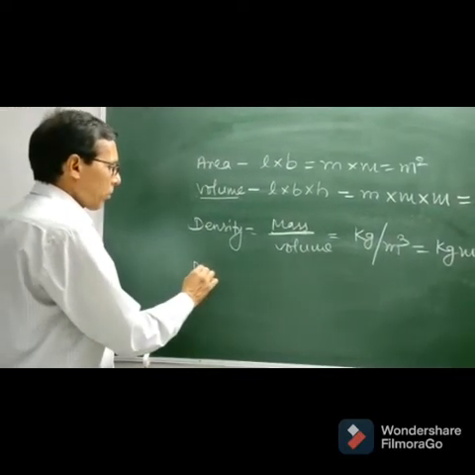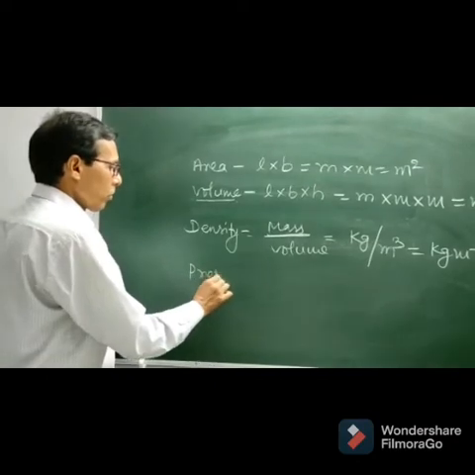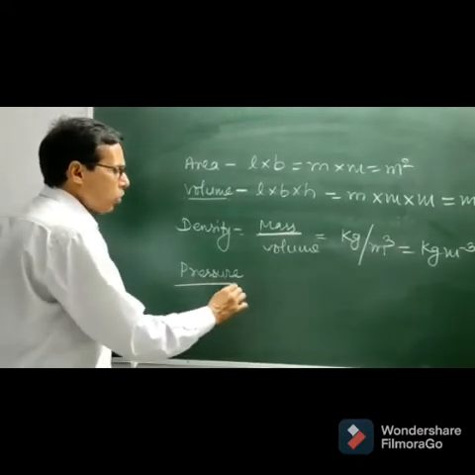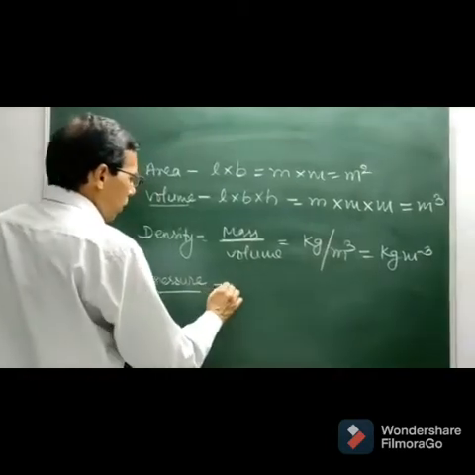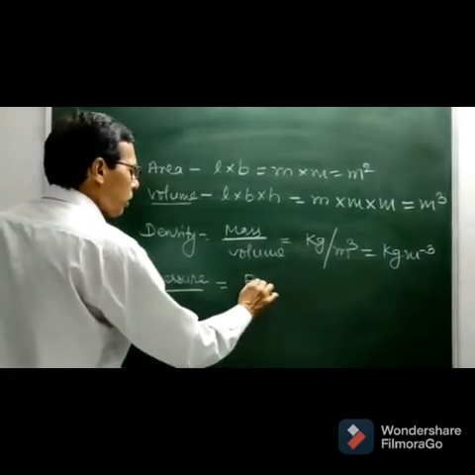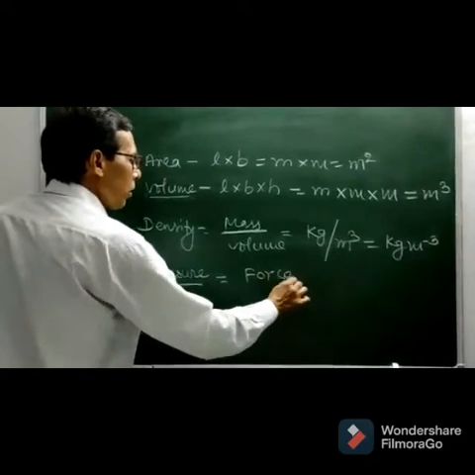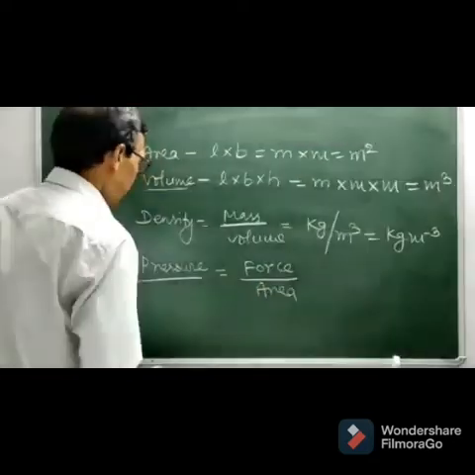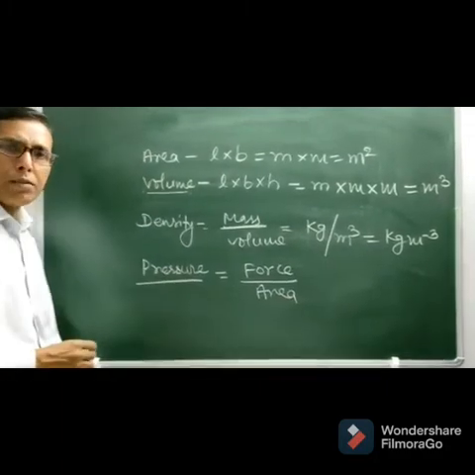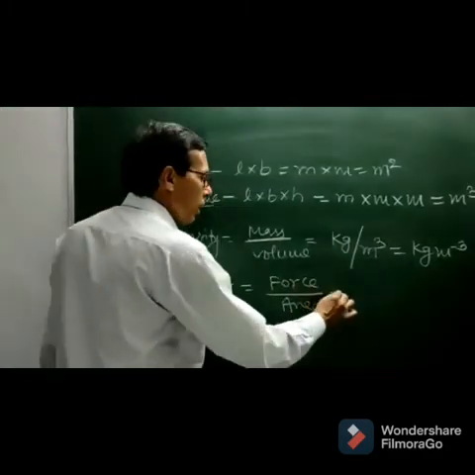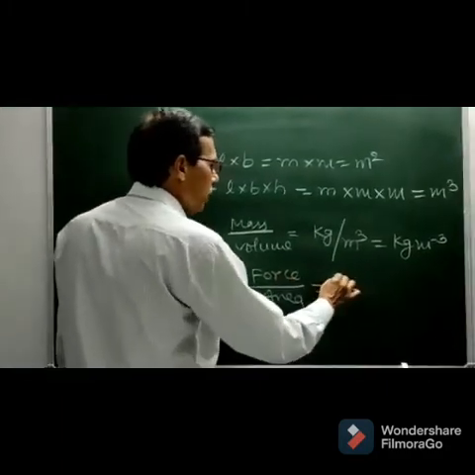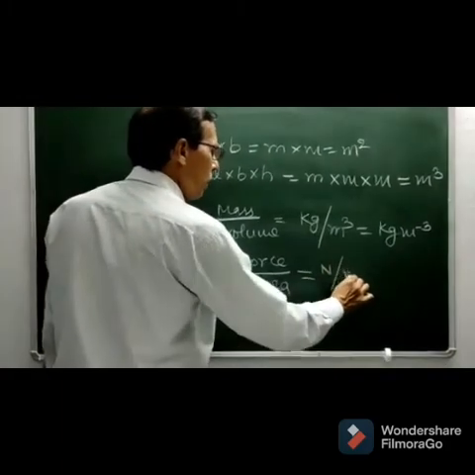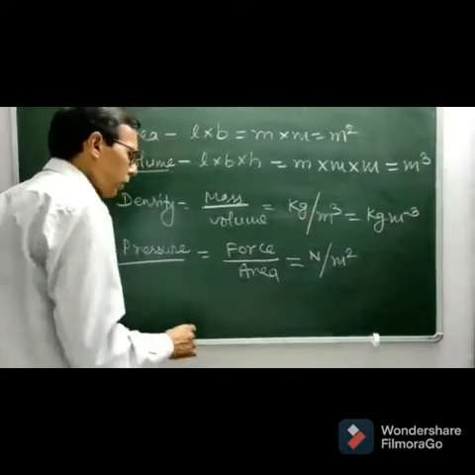Pressure. So first you write the formula of pressure, force per unit area. Pressure is defined as force per unit area. So SI unit of force is Newton, and area is meter square, so Newton per meter square.